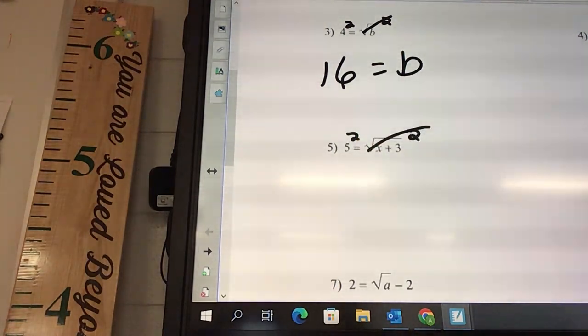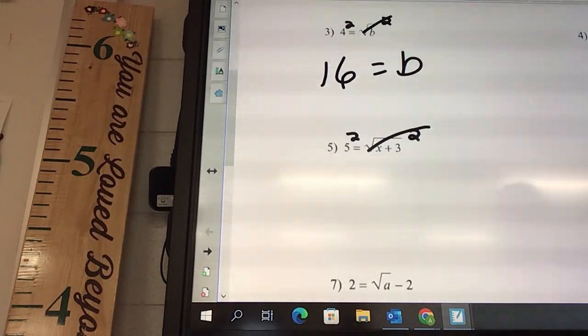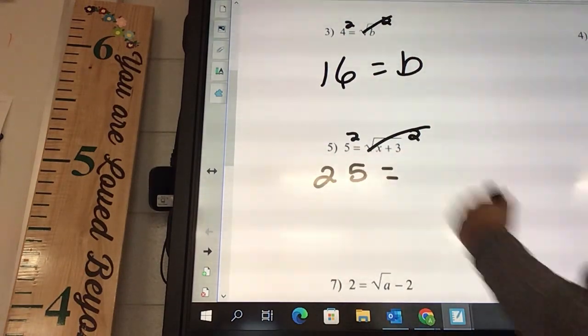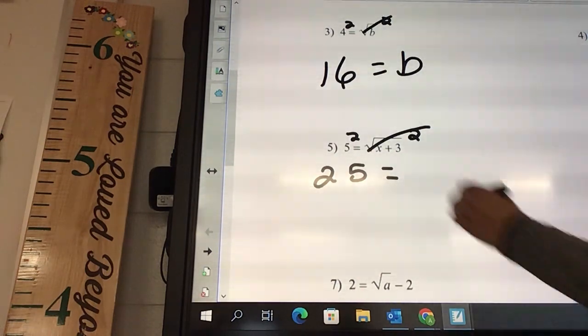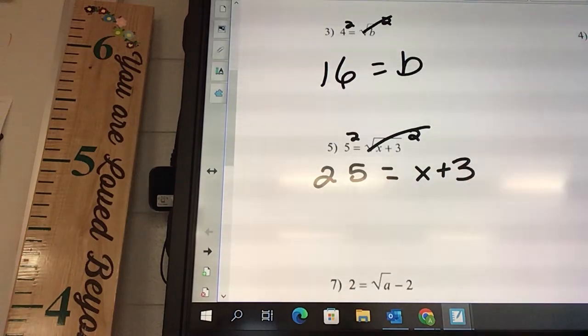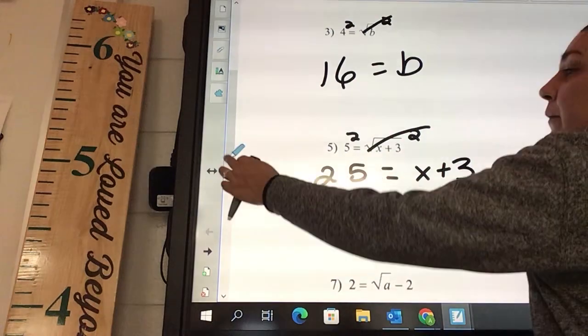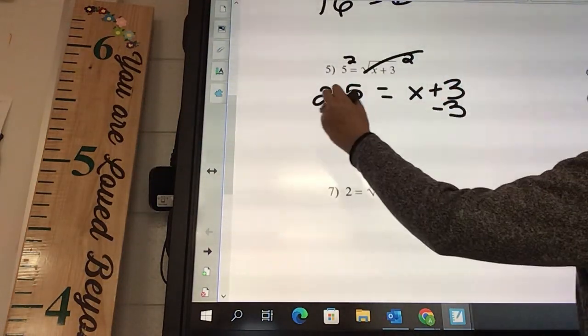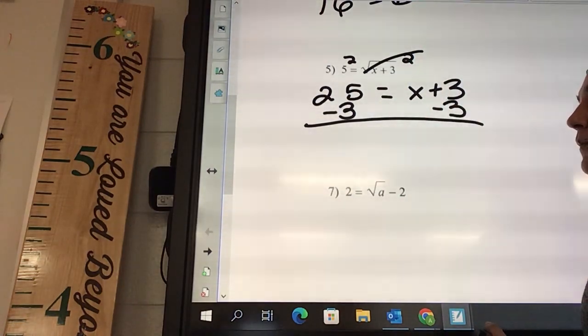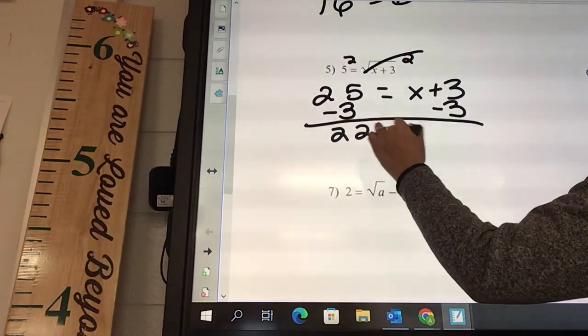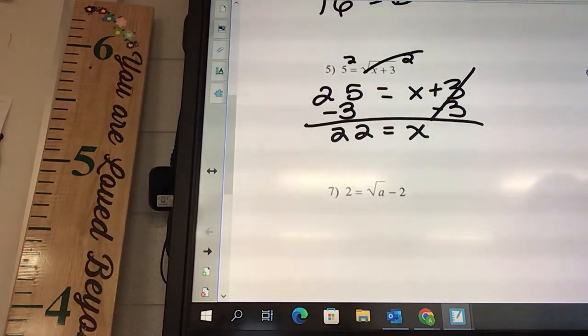So on the left side, what is 5 squared? 25. On the right side, what are we left with? X plus 3. Now, how do we solve for x? What needs moved? The 3 needs moved, so how do I move a plus 3? Minus 3. If I do it to one side, I gotta do it to the other side. What is 25 minus 3? 22 equals x, and these ones had canceled out.